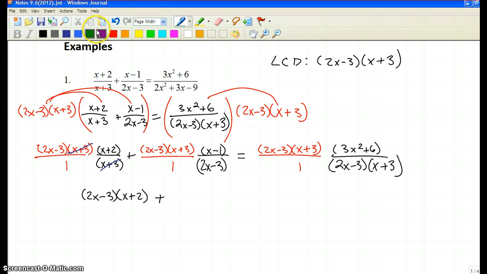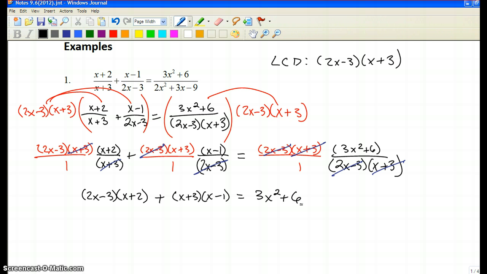Plus that factor and that factor cancel to make 1. Reduce to make 1. And then on the right side of the fraction, that factor and that factor reduce. That and that reduce. So we're left with 3x squared plus 6.